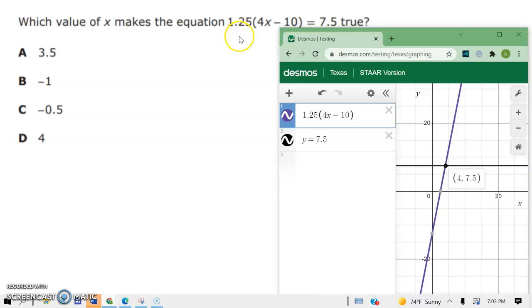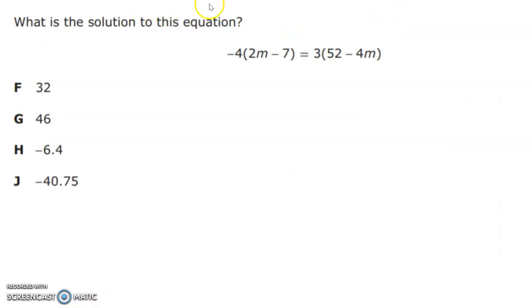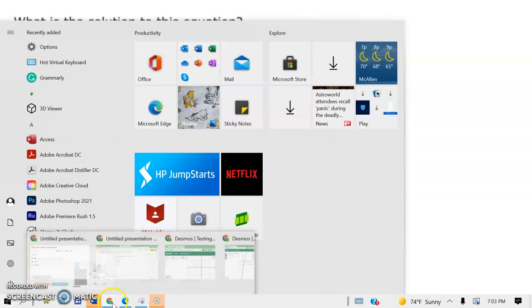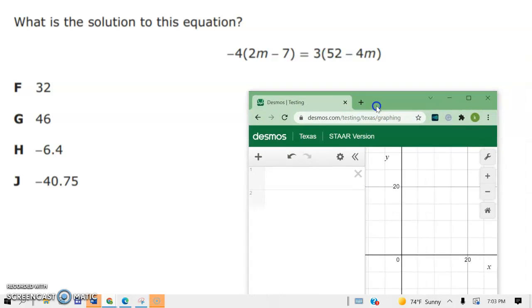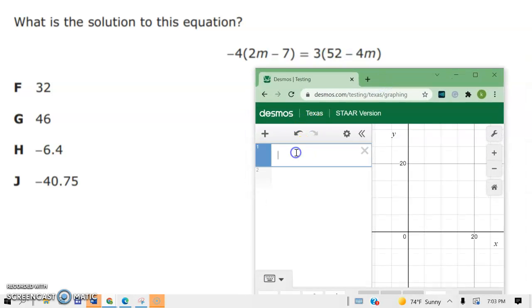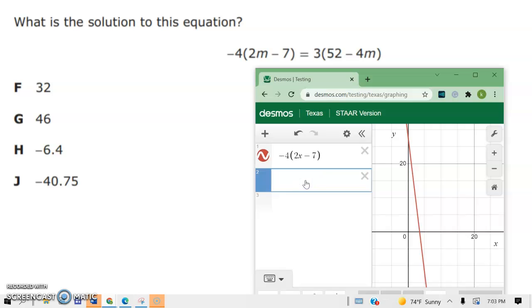Now the state is going to ask you one exactly like this, of course with different numbers, and they're going to ask you one like this. What is a solution? So on this one, what you do is you open up your decimals, and you start typing it exactly the way it is. Now on this one, the trick to make it easier is to change the letters to an x. Minus 7, so that we can know that the first number is the x, that's what we're looking for.